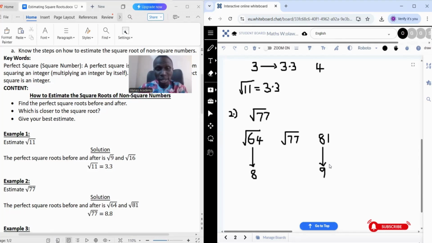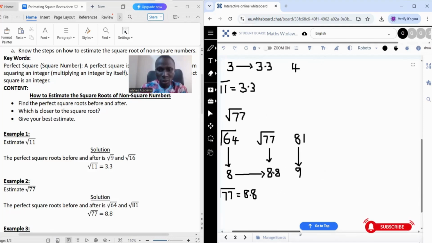Now, if we look at 81, 81 is very much closer to 77 than it is to 64. So we can have the square root of 77 to be 8.8. Why? Because it is closer to the square root of 81. Then the square root of 77 will be 8.8. So that's what we have here. Square root of 77 equals 8.8.